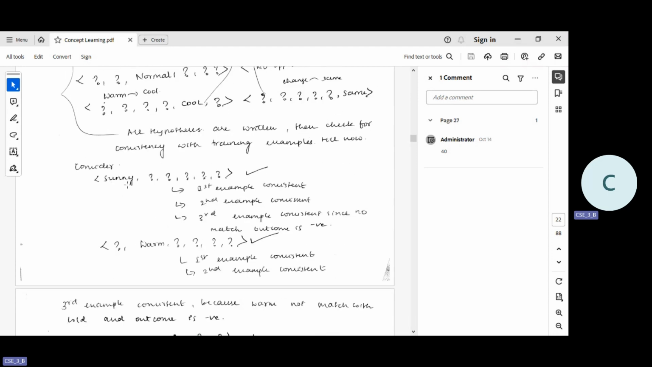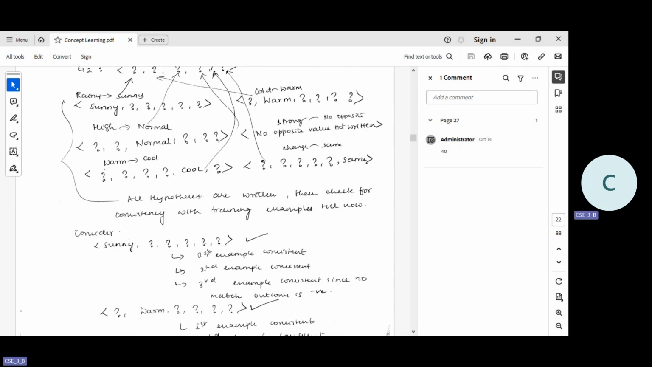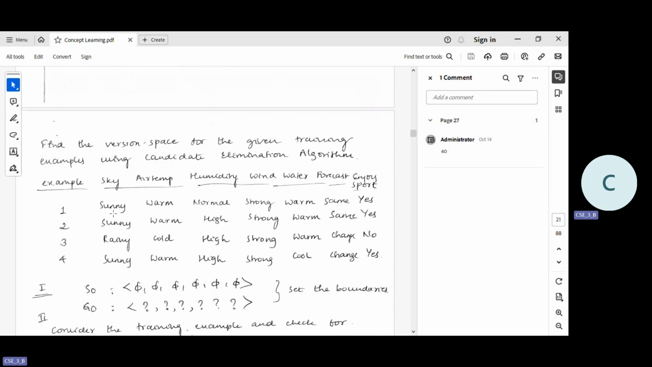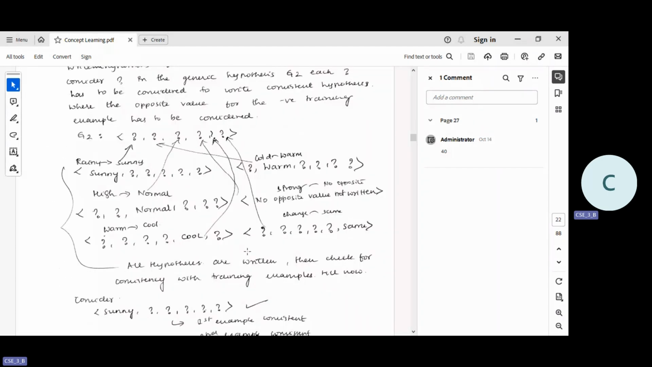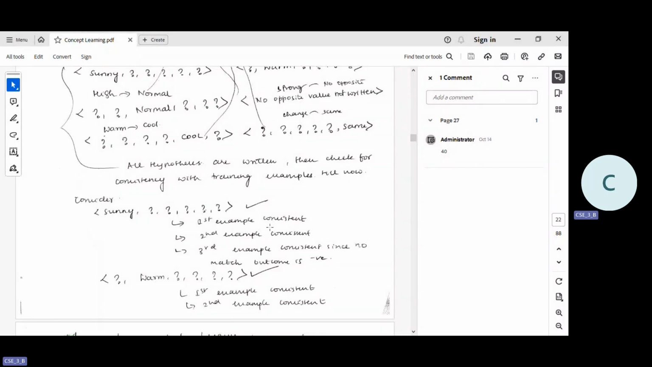Okay, so now first we have to take the first hypothesis, that is sunny, and with all question marks. So the first example is consistent. Why is the first example consistent? When we take this attribute, we can observe here, it matched with this sunny and sunny, and all the other attributes are matched because there is a question mark. And when all the attribute values are matched, the outcome is positive. So when there is a match, outcome is positive, then we say it is consistent with the training example.